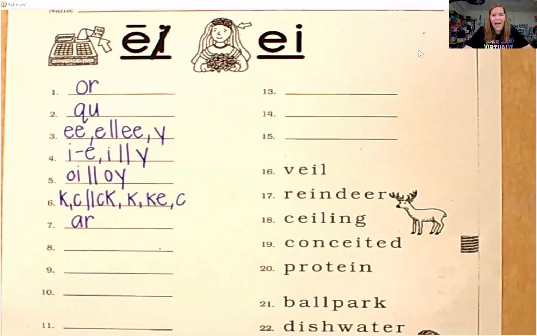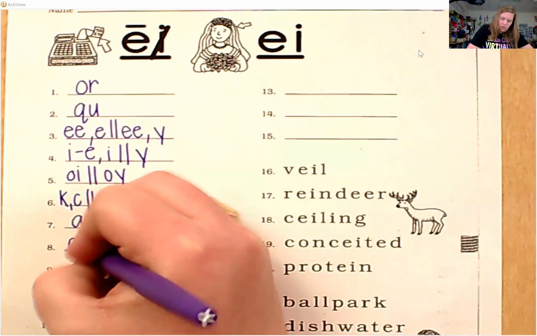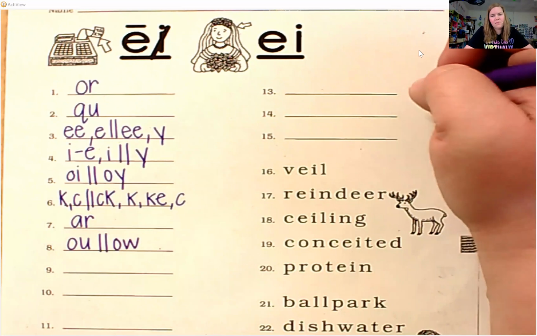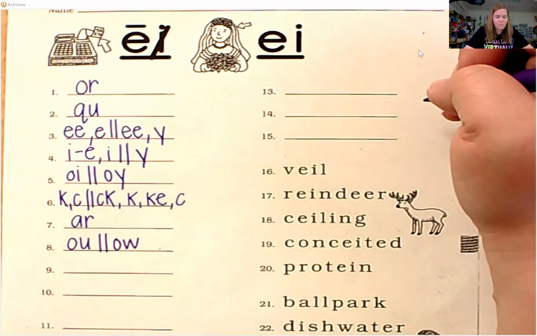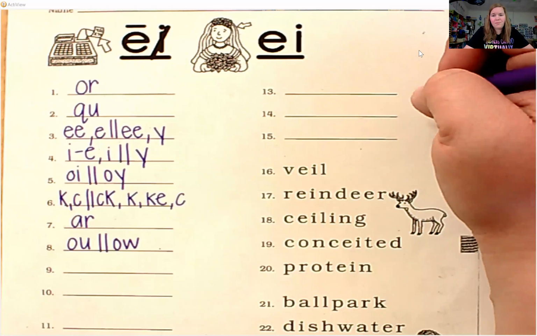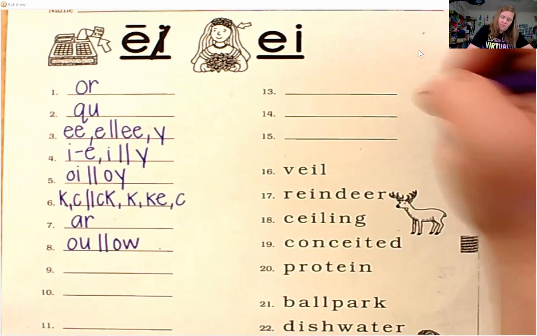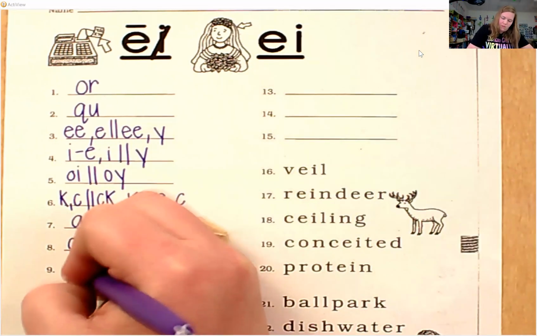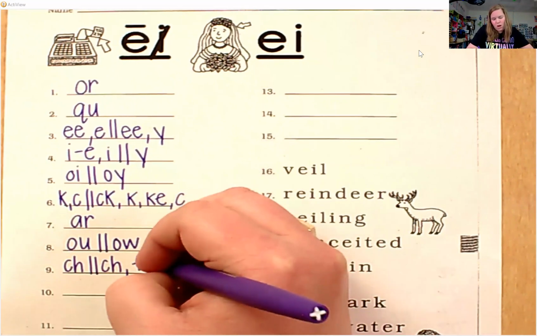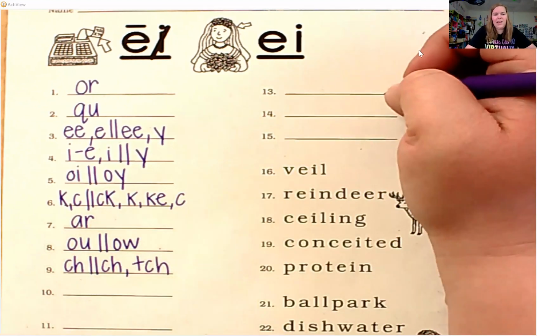Number 8, ow. Diphthong OU, final diphthong OW. Ow. Number 9 has a few different spellings. The sound is ch. Digraph CH, final digraph CH, comma trigraph TCH.